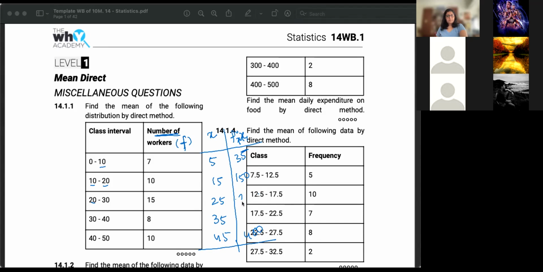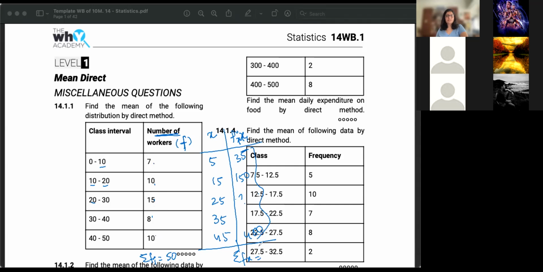So once you're done multiplying all these, finding the multiplied values, you find sigma fi equal to. So it's a summation of f. You just have to add all of these, find what the value is. 20, 35, 35 plus 15 is 50. And then find sigma fx. So you just need to add all of these values and see.